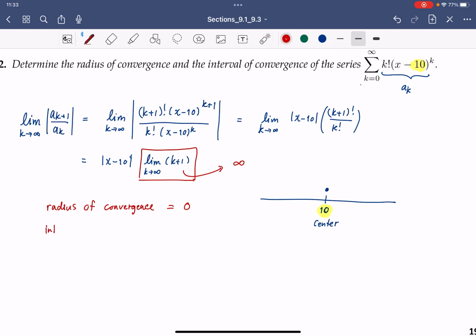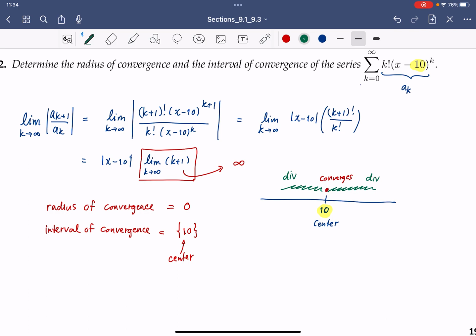In this case, for the interval of convergence, there's no way it's going to converge near 10, because the only chance of getting a convergent series is at 10. So you say x equals 10, just one point at the center. It converges here, and all the other values are divergent. This is the only case, but it is not interesting.